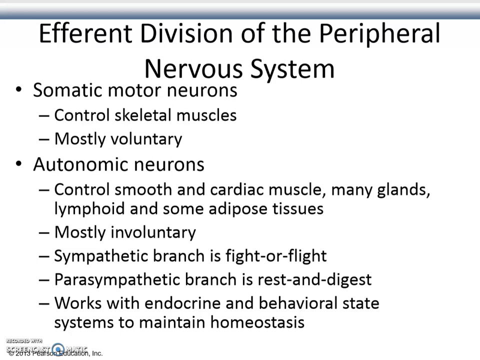So therefore efferent with the E. And we do have here the somatic motor neurons that control skeletal muscle, but this lecture again will be mostly about the autonomic nervous system.